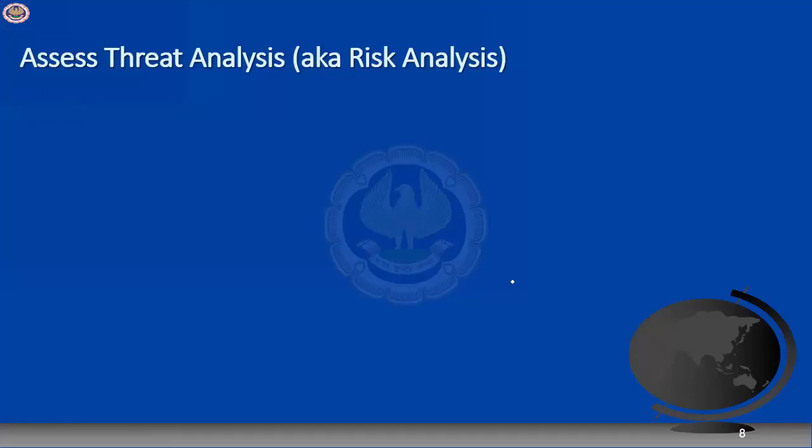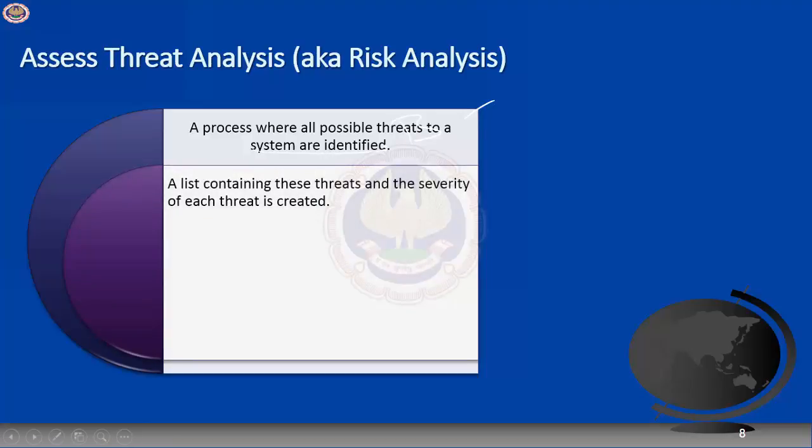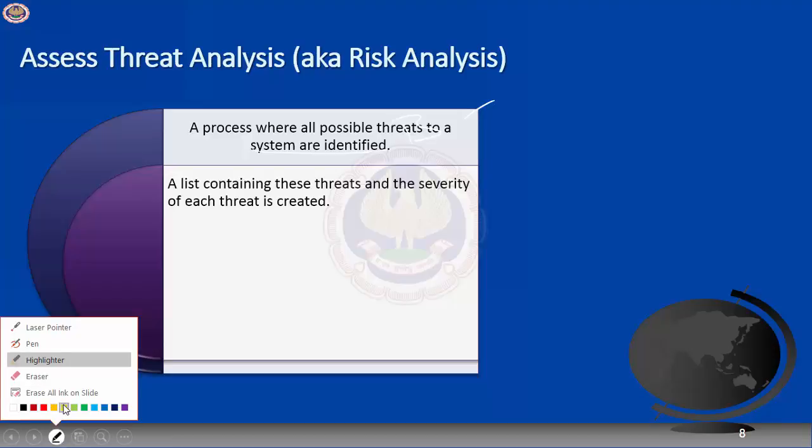One of the first important things an auditor will verify is how the risk assessment or the threat analysis has been done while preparing the business continuity plan. We have told you that when you're preparing the business continuity plan, the most important aspect is the business impact analysis. So what is the business impact analysis or risk analysis? You see here, a process where all the possible threats to the system are identified. You also have a list of the threats which could be applicable to the organization.